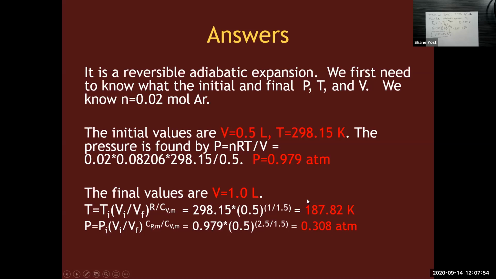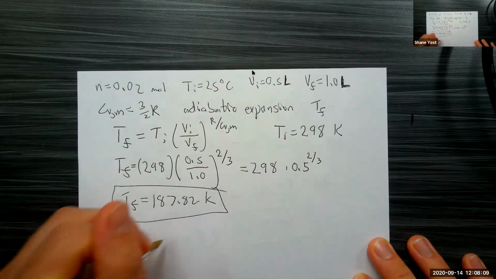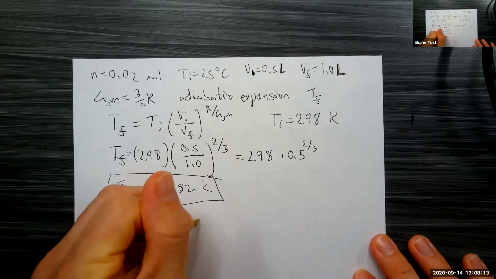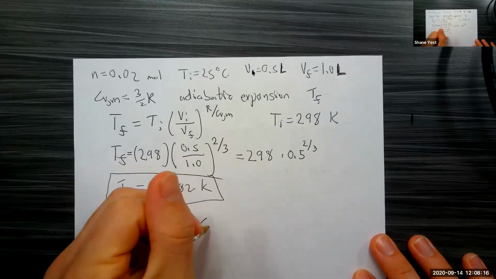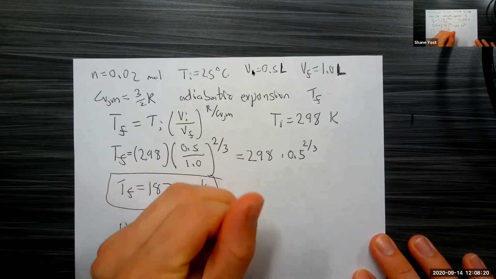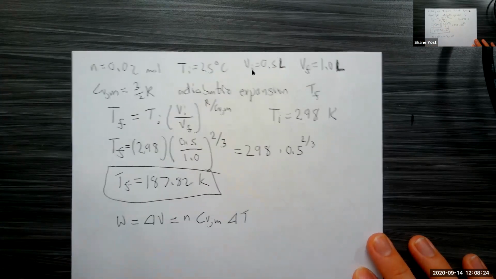All right. So the second part of the question was to calculate the work done. We know for an adiabatic expansion, work is just the same as the change in internal energy, which I can write for an expansion or compression of an ideal gas. It's just n times CV,m delta T.